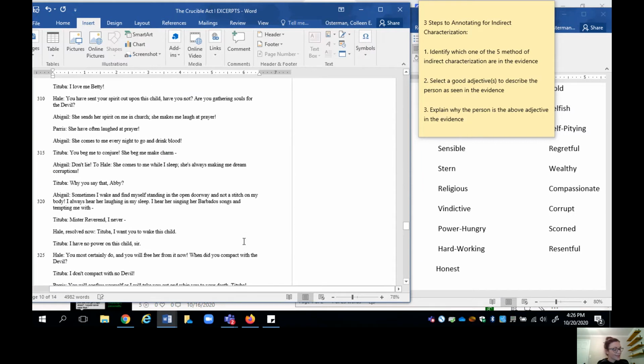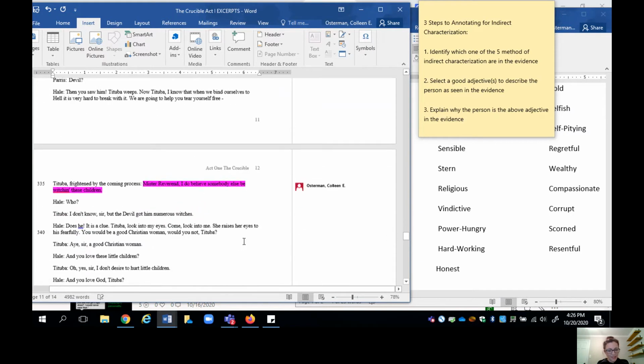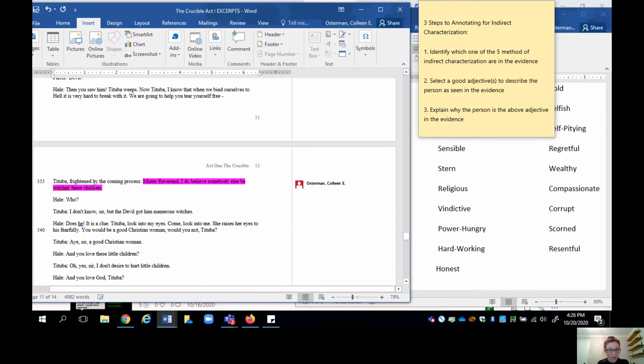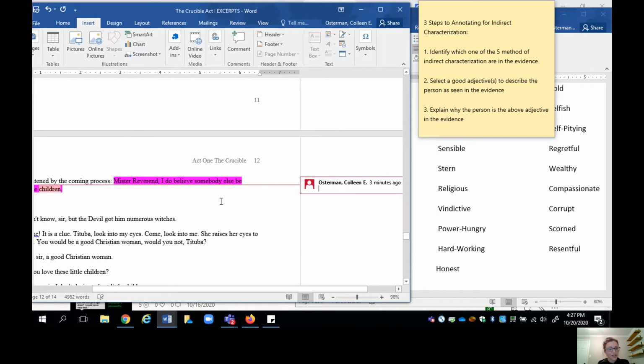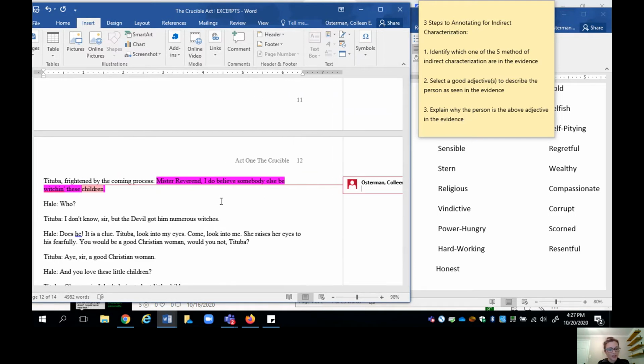So as the scene progresses, Tituba says she becomes really frightened by the coming process. "Mr. Reverend, I do believe somebody else bewitching these children." Frightened by the coming process. Tituba knows what's happening. She's not stupid. She knows that she's getting blamed for something and she knows why. So she defends herself in the scene. She says she doesn't do it. She hasn't done it. She's not a witch.